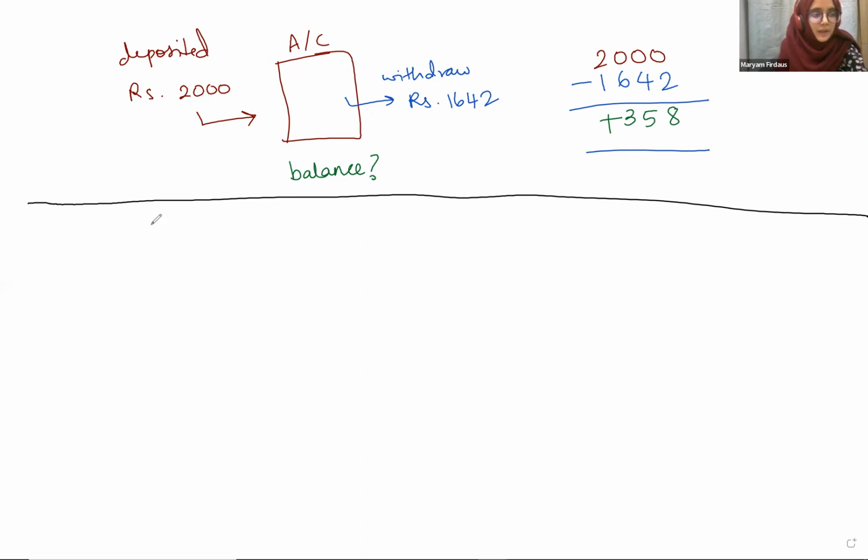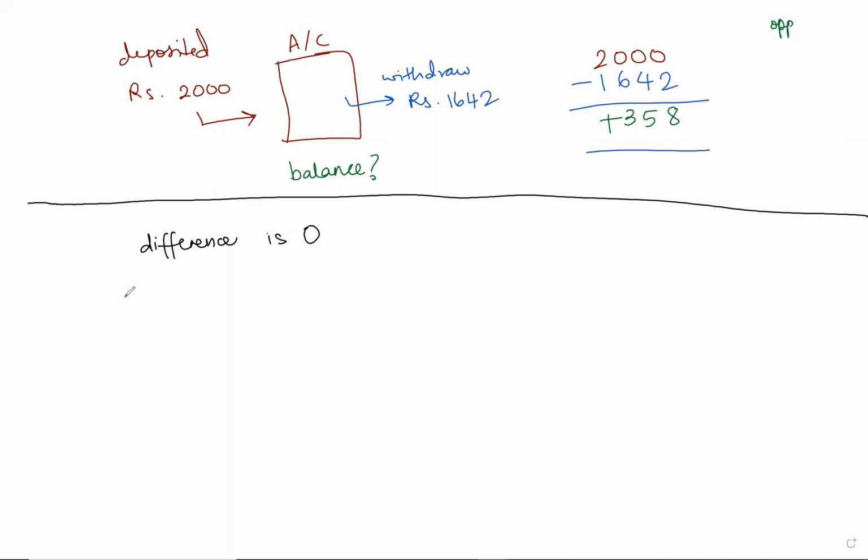So can you write down a pair of integers whose sum is, or rather whose difference is 0? Okay. A pair of integers whose difference is 0. Yeah, tell me.